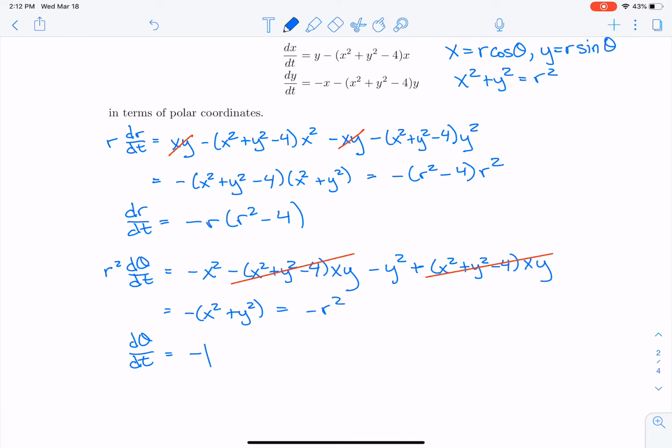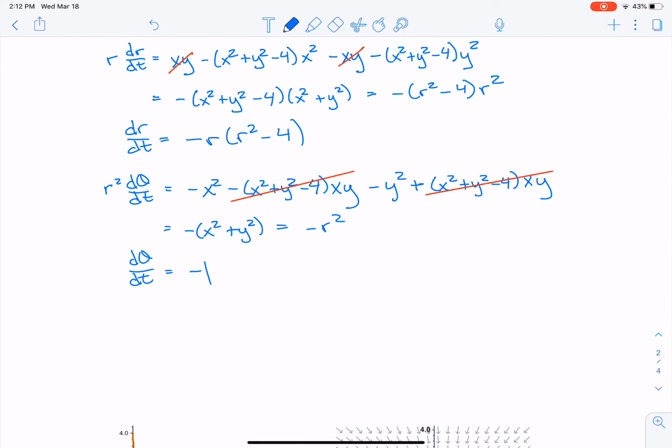Okay, now I have an interesting system here, because dr/dt is negative r times r squared minus 4, and dθ/dt is minus 1. So the r equation just has r's in it, and the theta equation is actually constant. So we could actually solve the dr/dt equation using separation of variables, but I just want to get an idea of what's going on here.